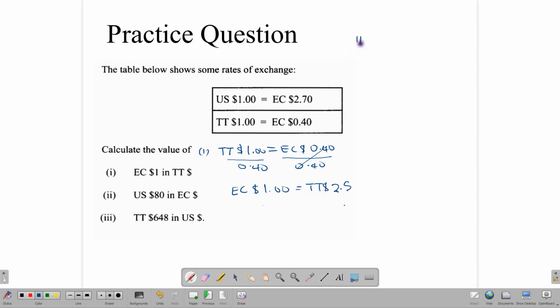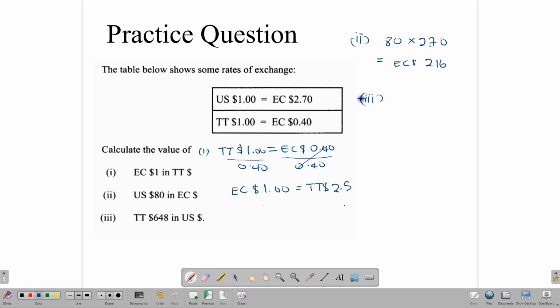Let's look at part 2 of the question. Part 2 of the question says change 80 US to EC. Now, this is an easy one. So for every 1 US dollar you change, you get $2.70 EC. So all that we need to do there is to multiply. So we're just going to multiply our 80 US dollars by $2.70. And you should get, in terms of EC dollars, 80 times $2.70 gives you $216.